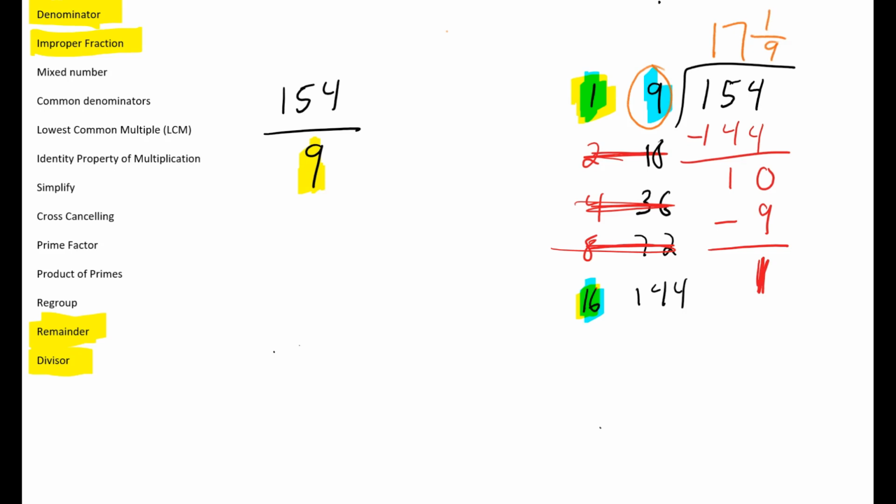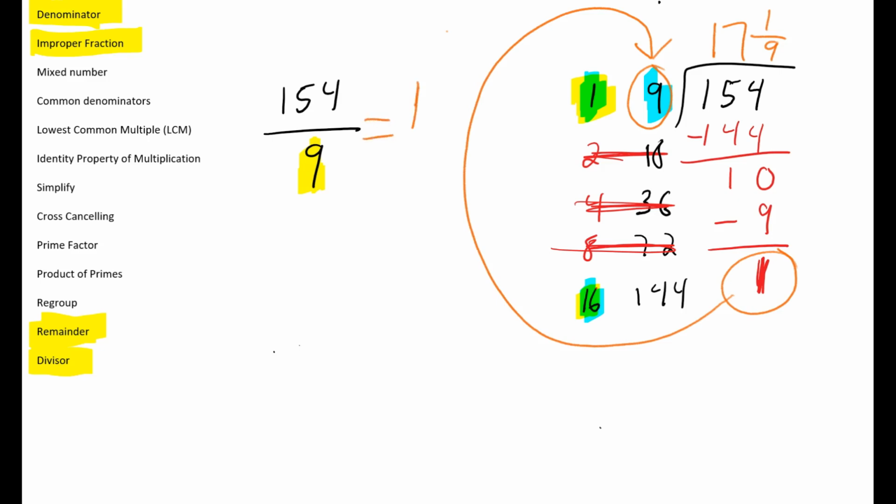So you can see that I took this 1 right here, and I put it over my divisor. So I had 1 9th. 17 and 1 9th is my answer. So 154 9ths equals 17 and 1 9th. I hope that helps.